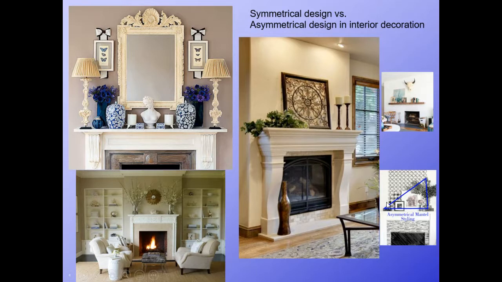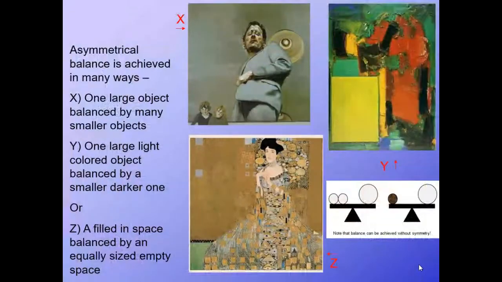asymmetrical balance, something larger being balanced by a couple of smaller things, which does tend to be a little more sensible. So here are some artworks that give us an idea of balance. They don't feel heavier on one side than the other, but they're not symmetrical. So we call this type of balance asymmetrical balance.